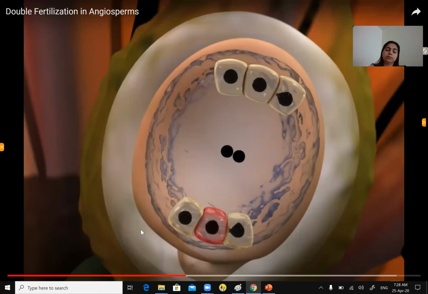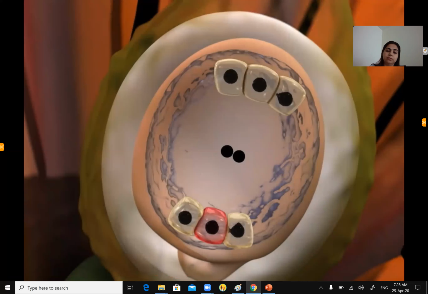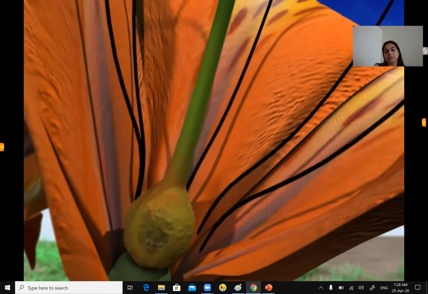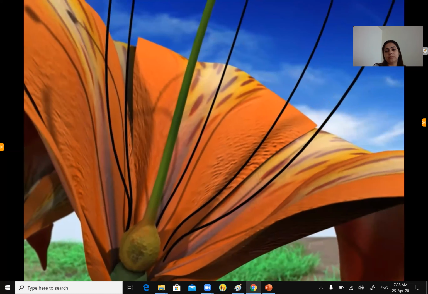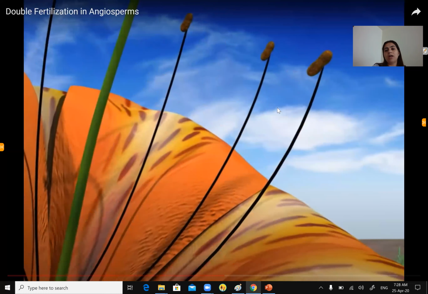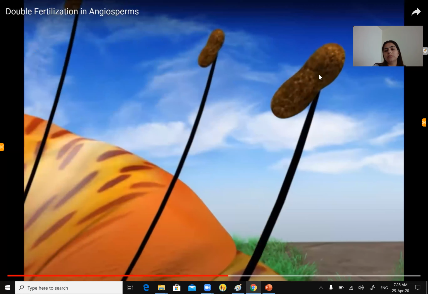Leaves two nuclei in the center of the ovule. These central nuclei remain together in one large cell, which will eventually become part of the double fertilization event. In order for the double fertilization event to occur, the male gametes, the sperm, must travel from the anther to the embryo sac within the female reproductive organ.